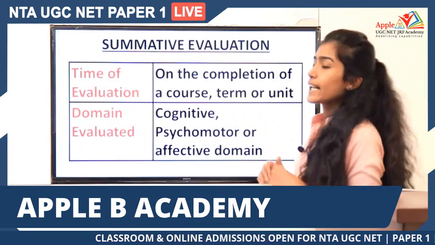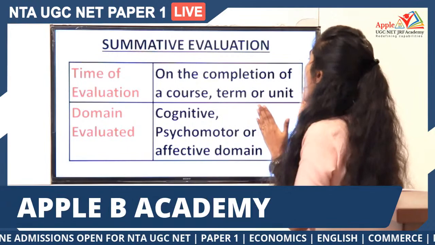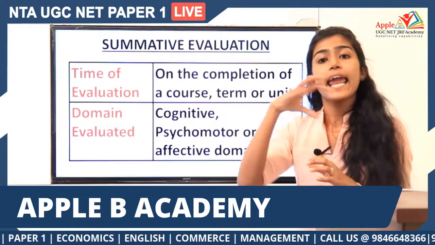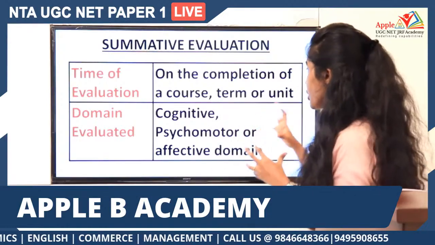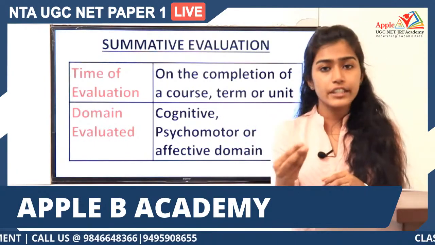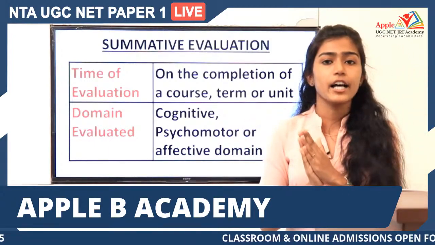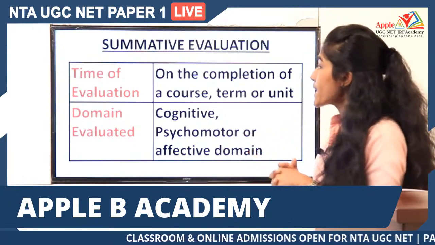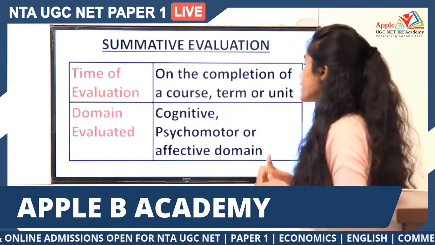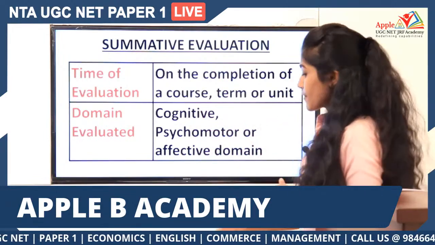So now we will be looking at the various aspects of summative evaluation. When did it happen? Time of evaluation is on the completion of a course, term or unit. So summative evaluation happens at the end of the course. At that point, we are getting a kind of certificate, right? You have completed this particular course. That kind of evaluation can be termed summative evaluation, and the domains evaluated under summative evaluation are cognitive, psychomotor and affective domains. All of these domains are evaluated.